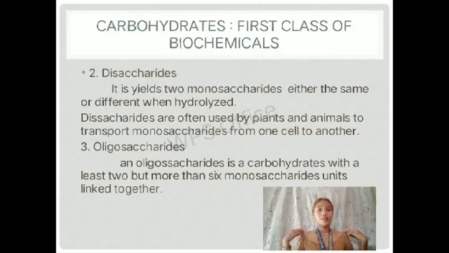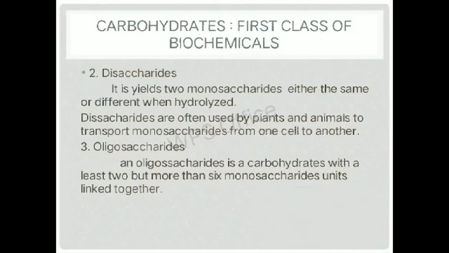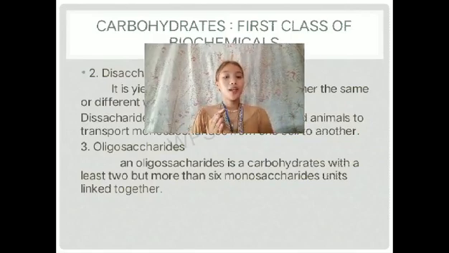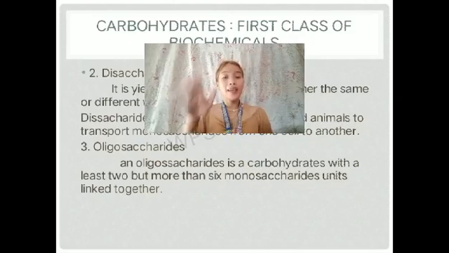The second type of carbohydrate is disaccharides. So what are disaccharides? They yield two monosaccharides, either the same or different, when hydrolyzed. Disaccharides are often used by plants and animals to transport monosaccharides from one cell to another. It is also called a double sugar. Examples of disaccharides are sucrose, lactose, and maltose. Disaccharides are one of the four chemical groupings of carbohydrates, and are substances composed of two molecules of simple sugar linked to each other.